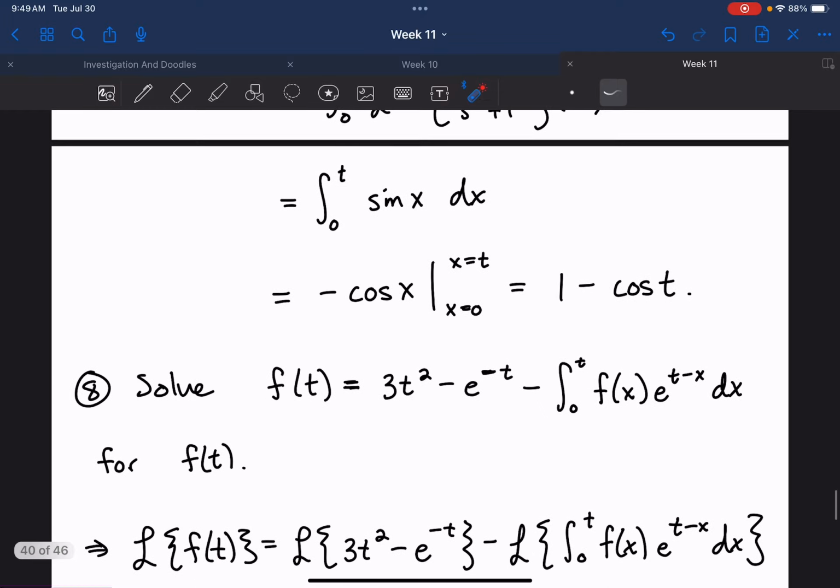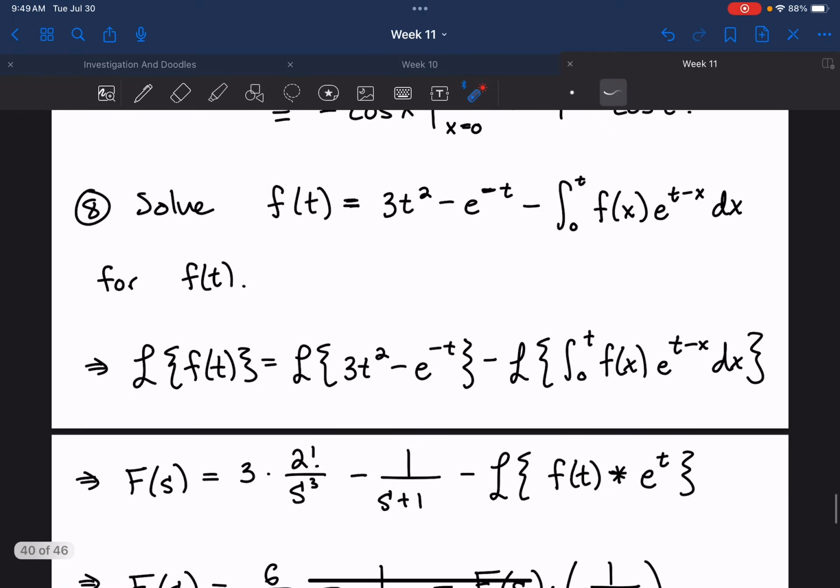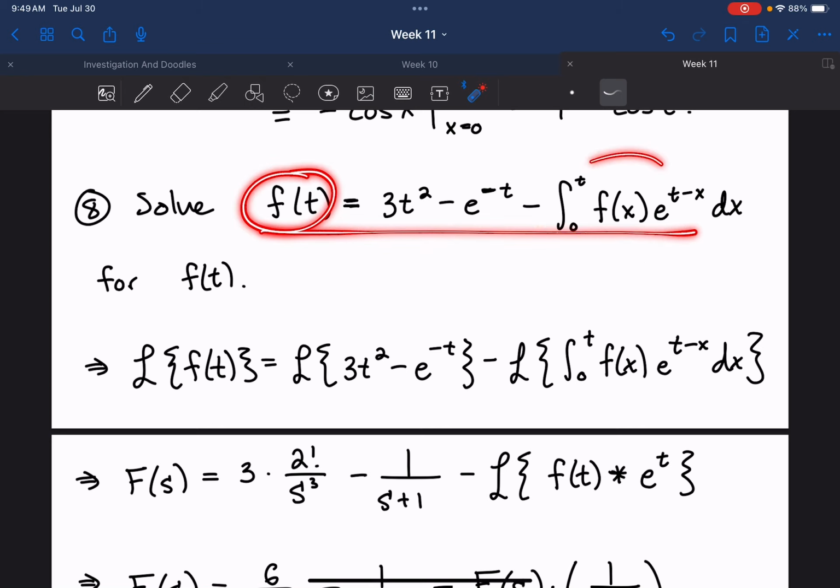Okay, here's a nice use case of Laplace transforms. Let's say we have what's called an integral equation. It's an equation involving a function and its integral, and we're asked to solve for this function of t.